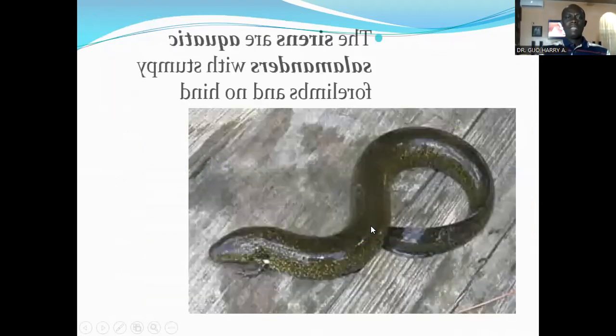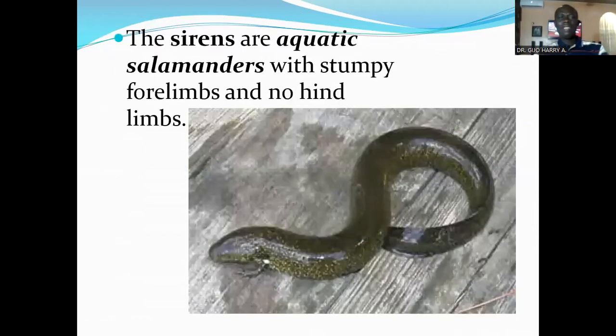There are some other amphibians that have distinctive features, like the sirens. They are usually aquatic salamanders with very small, stumpy forelimbs and no hind limbs. These are some unique amphibians.